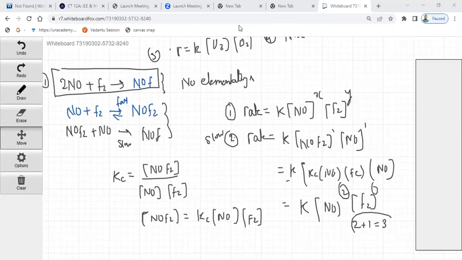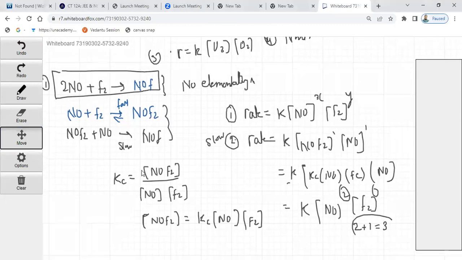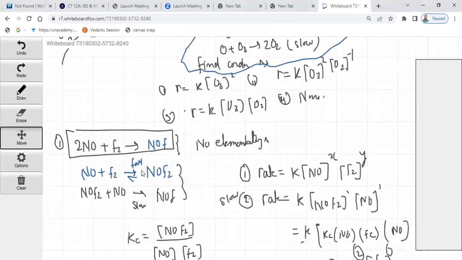Okay, what will be the answer? Third option. This third is the wrong answer. Not third. The second option is the correct answer.